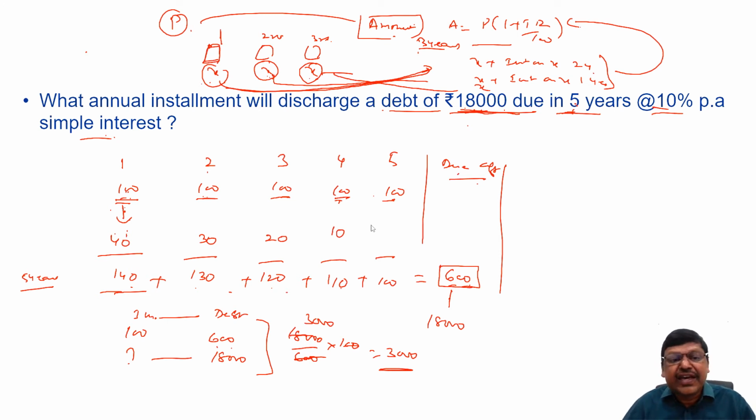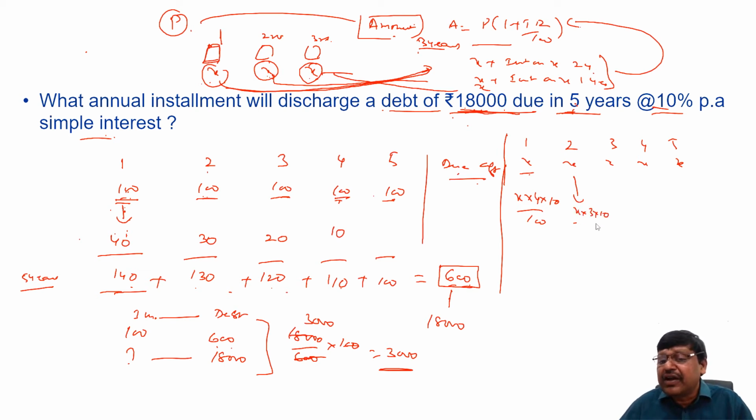Instead of 100, we can take x and equate it to 18,000, and we'll get the same answer. Instead of this, first year x, second year x, third year x, fourth year x, fifth year is also x. For the first installment, I should add 4 years of interest: principal into time 4 years, rate 10%. For the second, I should add 3 years of interest, x into 3 into 10 by 100. For the third, 2 years of interest, x into 2 into 10 by 100. For the fourth, x into 1 into 10 by 100. For the last one, I don't have to add anything.